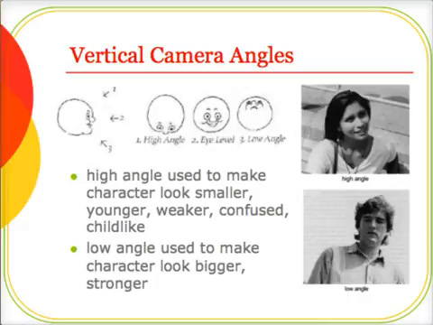A low angle, on the other hand, where you're shooting up at somebody, is used to make the character look bigger or stronger or more intimidating. So keep those angles in mind if you have any need to convey some emotions like that. You can employ these different vertical camera angles.